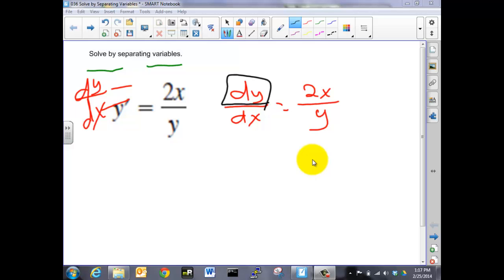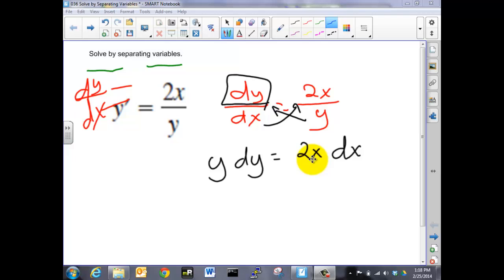So what we want to do is separate everything that has y's and dy's on the left, everything that has x's and dx's on the right. So if we multiply this times this, we get y dy over here, and on this side, we will get 2x dx. So now, would you say we have separated the variables? We've got x's on one side, y's on the other side. Now, what do you think we need to do to solve what you see?